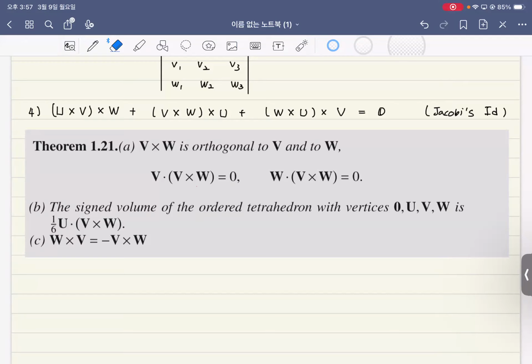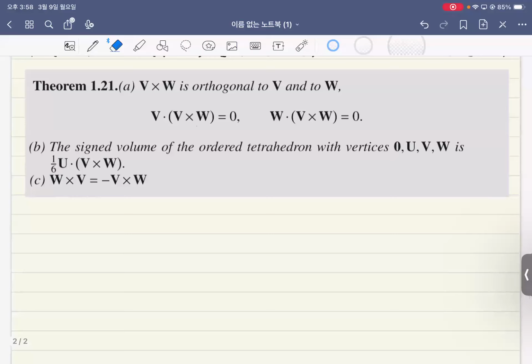And finally, w cross v is minus v cross w. So in other words, the cross product fails to be commutative. In fact, this is what you call anti-commutative. If you change the order of the cross product, then the sign also changes. So you have to be really careful when you try to change the order of the cross product. All right, I'm going to give you the proof of this. A.